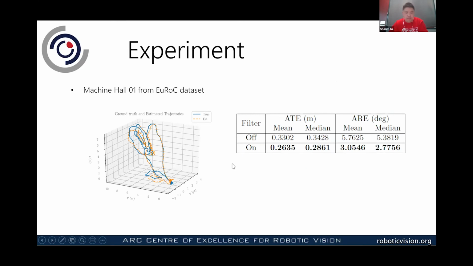Finally, in order to demonstrate the proposed system in a real-world setting, we implemented the observer on the EuRoC dataset, Machine Hall 1. In the algorithm, we use a very simple vision front end. Image features are detected using the Harris corner detector and tracked using optical flow. We compared the error statistics with and without applying the filter to the system, as shown in the table. The filter is able to reduce the absolute translation error by about 20%, and the rotation error is reduced by about 50%. And overall, a 29 centimeter error also demonstrates some good real-world performance.